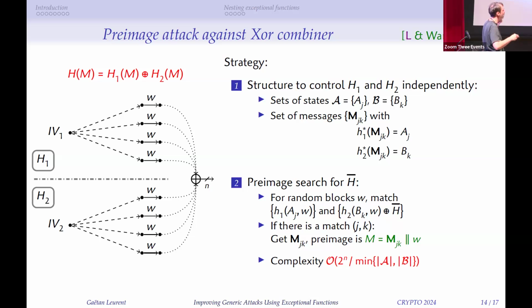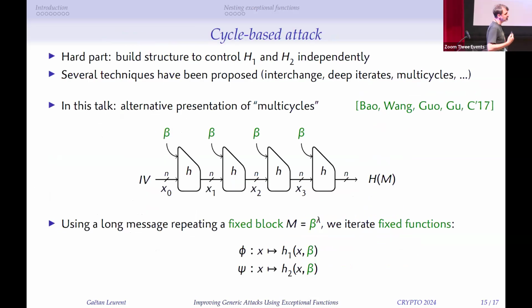If there is no match, you repeat with a new random block. And if you do the analysis, the gain that you get compared to brute force is essentially the size of A and B. So the hard part is, how do you build this specific structure, this set of messages with this property? And there have been several structures that have been proposed over the years.